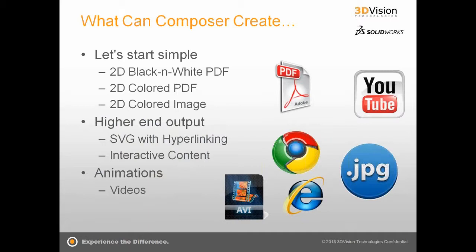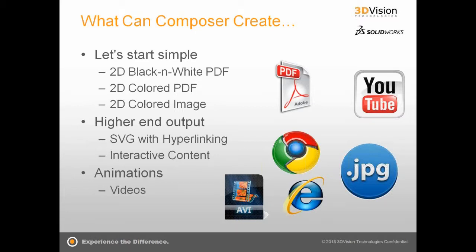So what can Composer create? I'm going to show you 3 different levels. We're going to start with a simple area. I'm going to start with some 2D black and white images, some PDFs. Then we're going to go into some 2D colored PDFs. So just simple 2D stuff.